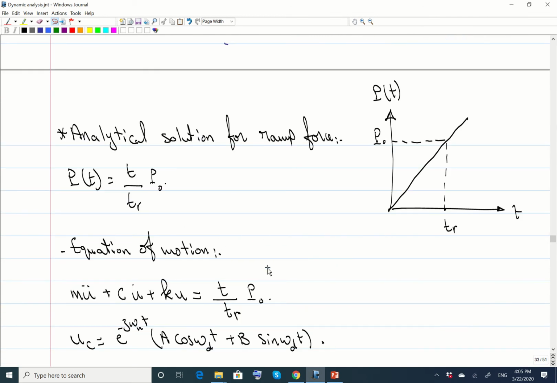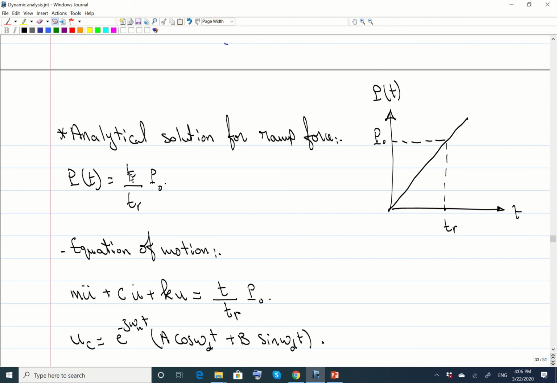Now, let's take this one step harder. Instead of having a constant force, now we have a linearly increasing force. So P of t is starting from 0 and it's increasing linearly like this. So how do I write P of t? It's a linear function. Let's say after some time tr, you reach an amplitude of p naught. So how much is the slope then? The slope is p naught divided by tr, and then this is the slope you multiply by t.